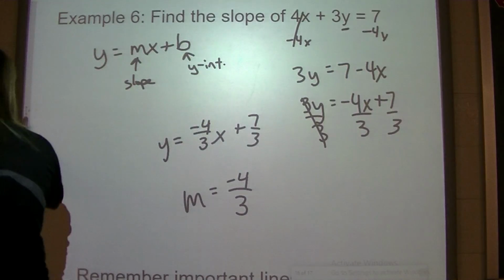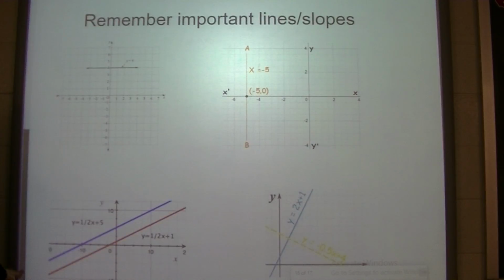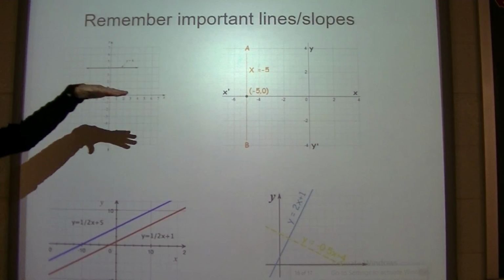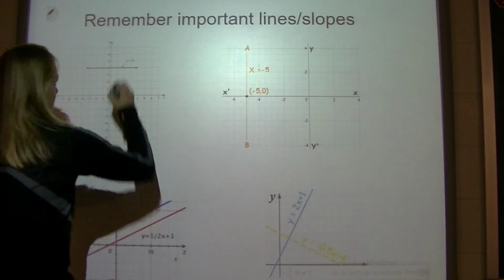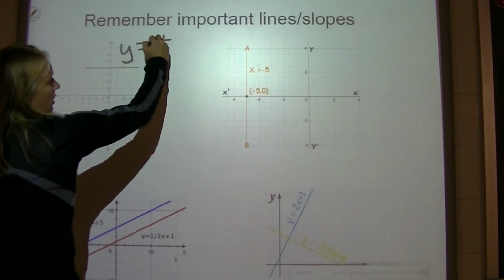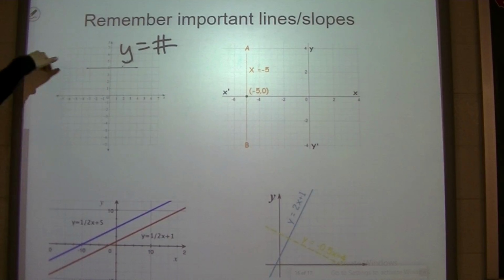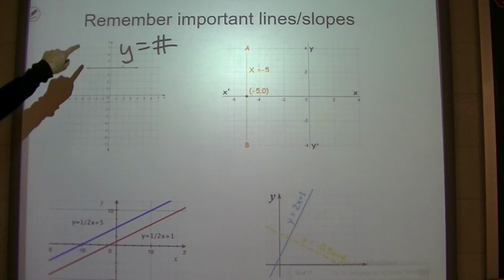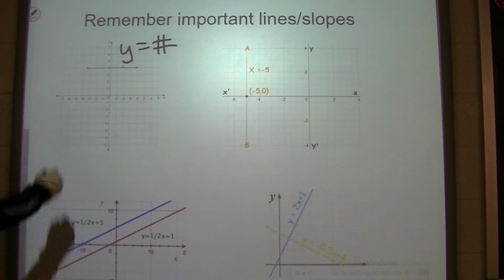A couple things, I put this in the notes, but I wanted to reiterate it here. A couple things to remember about lines or slopes. When we have a horizontal line, it's an equation like y equals a number, whatever number it equals, it's a horizontal line through that. And this is no slope.